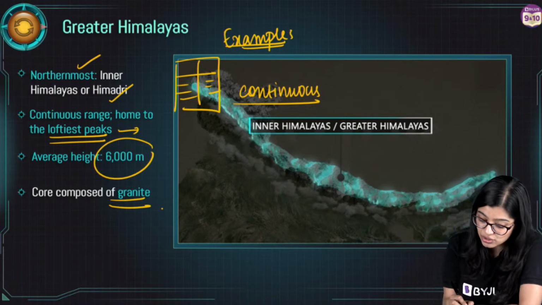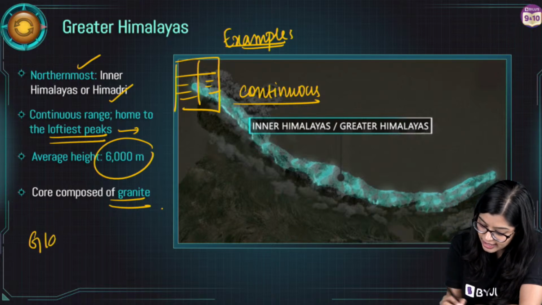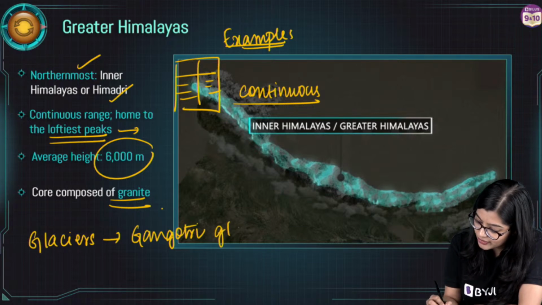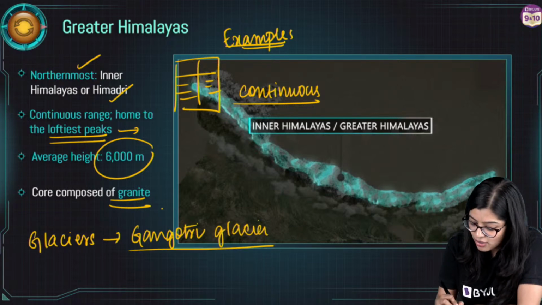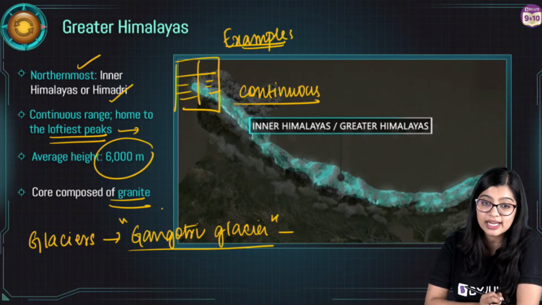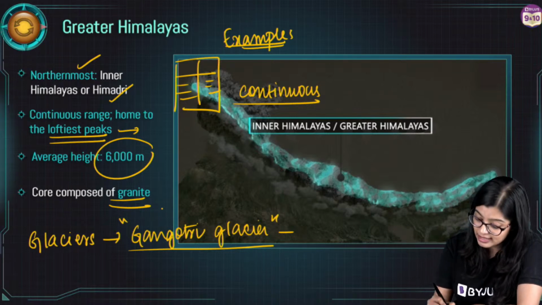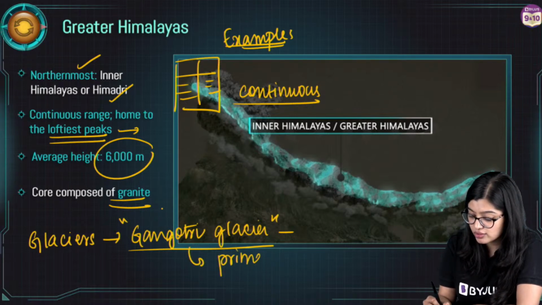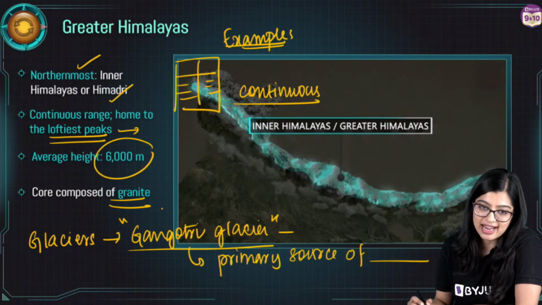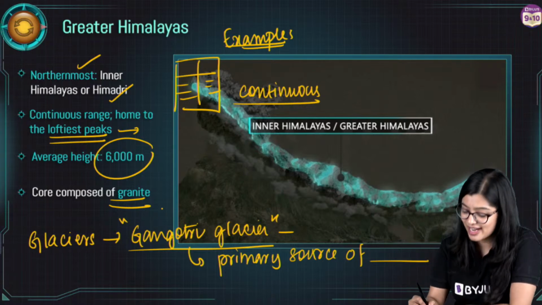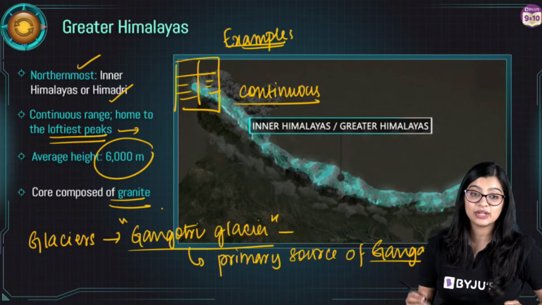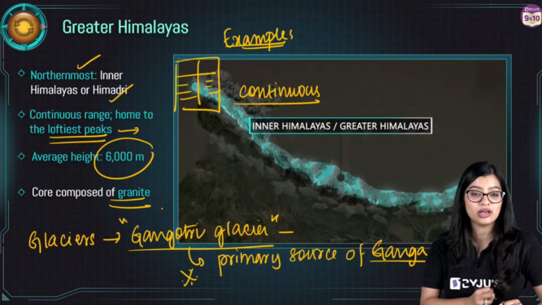Now this Himadri region is also home to various glaciers, right? Also the Gangotri glacier. Now what is the importance of the Gangotri glacier? Why is the Gangotri glacier important to all of us? We know that the Gangotri glacier is a primary source of what? Very good. This is a primary source for river Ganga, and we know that this is super duper important.